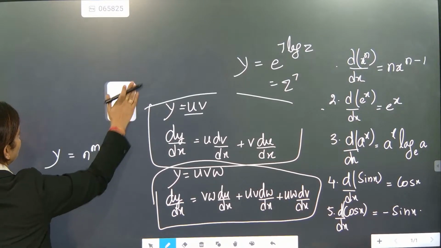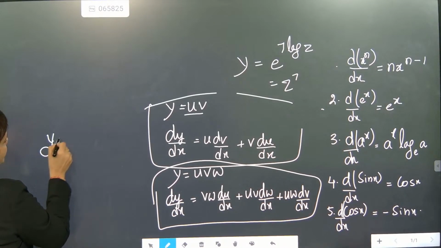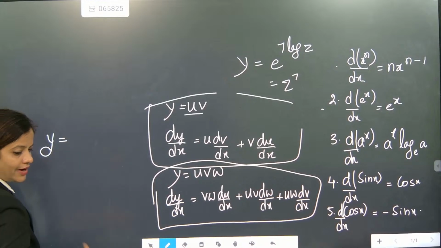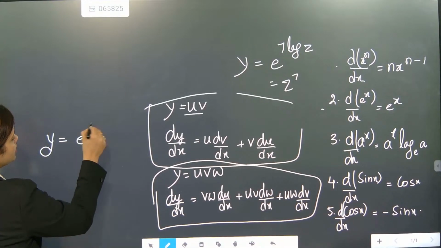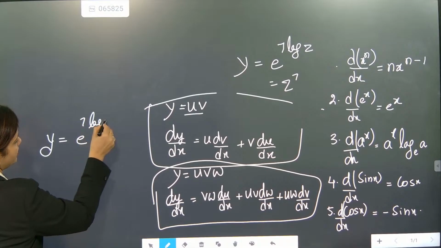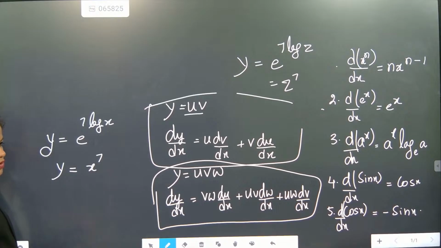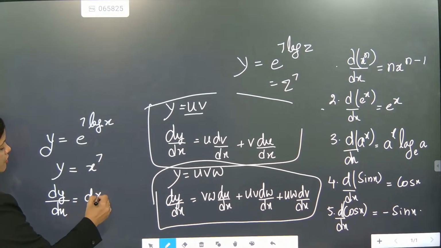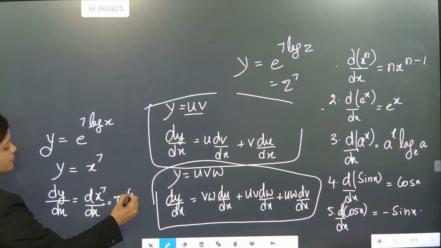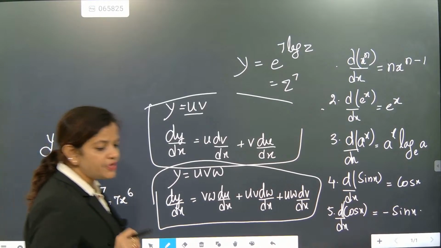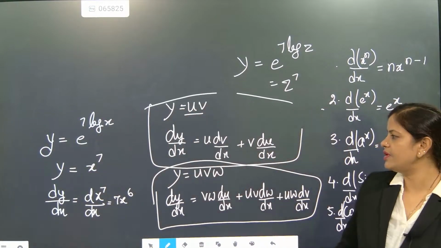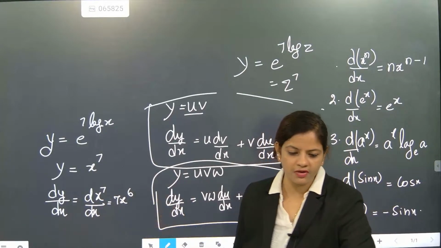Understood? Now we will go for the next pattern question. Say y is equal to e to the power log 7x is there. How do we solve it directly? That means y is equal to x to the power 7. Then you only have to differentiate this part. So dy by dx is equal to d of x to the power 7 by dx. It will become 7x to the power 6. After differentiation, the power is reduced, so it becomes 7x to the power 6.